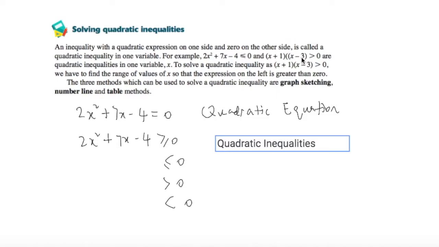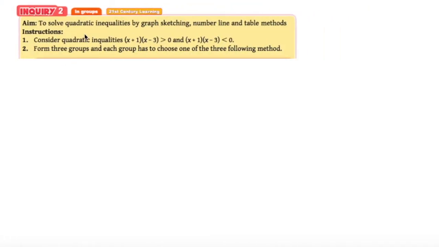To solve the quadratic inequality, there are three methods: graph sketching, number line, and table methods. So now I will introduce you to the three methods. And later when we solve the question, normally we will use graph sketching. Okay, let's see the first one. To solve the quadratic inequality by sketching graph.